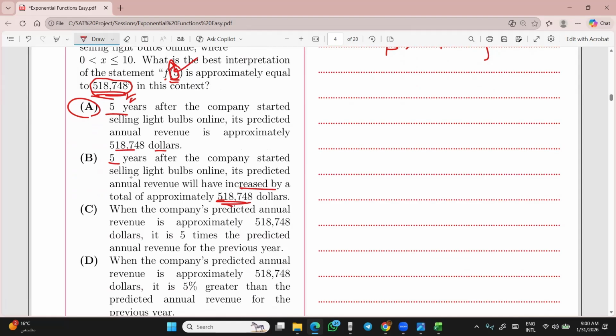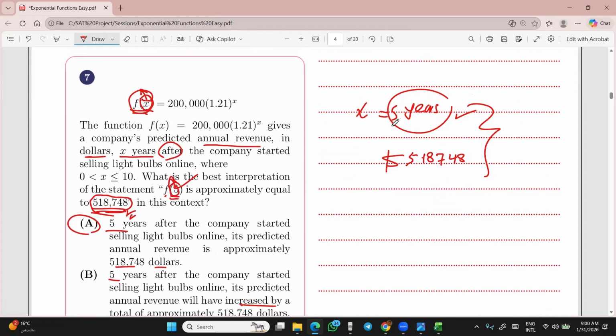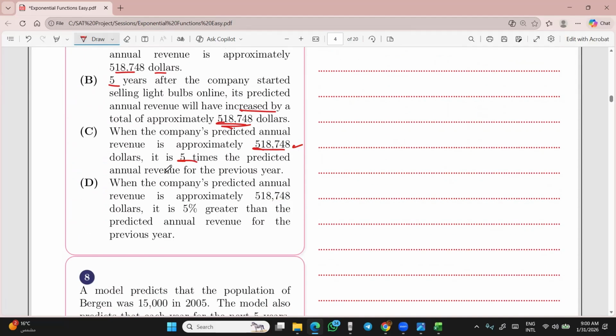C, when the company's predicted annual revenue is approximately this, yes, it's okay. Now this is good, dollars. It's 5 times. No, it's not 5 times. It should be 5 what? It should be 5 years. So that's a misleading choice, letter C.